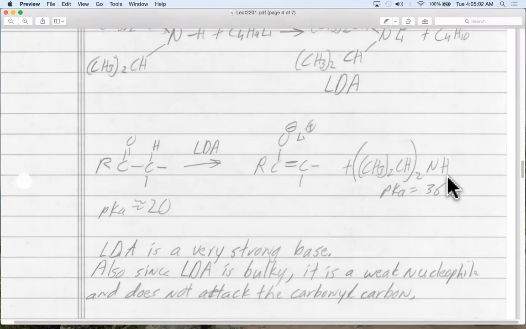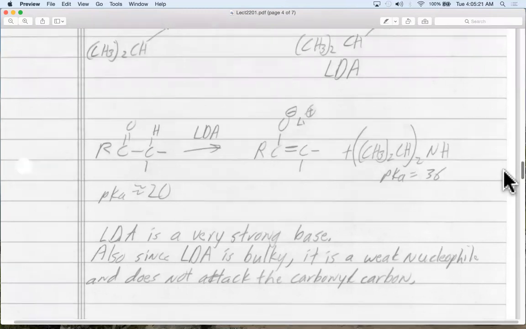So all we're saying on this page is that we can use LDA instead of OH minus to shift the equilibrium to the right. It's a very strong base, but since it's very bulky, it's a very weak nucleophile. And that makes it perfect for this reaction.